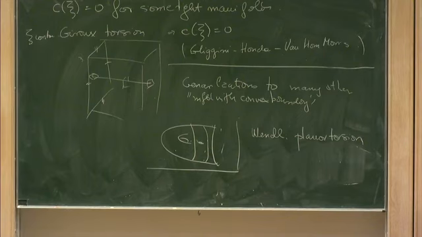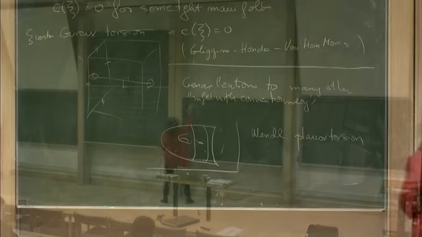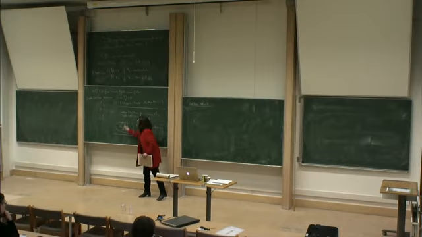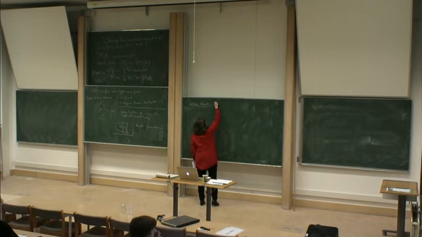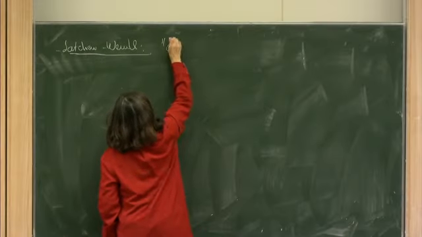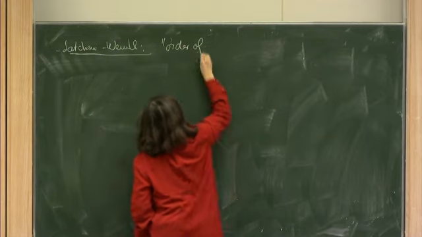Latschev and Wendl defined something that was attempting to measure this kind of planar torsion, which they called algebraic torsion, or order of algebraic torsion.